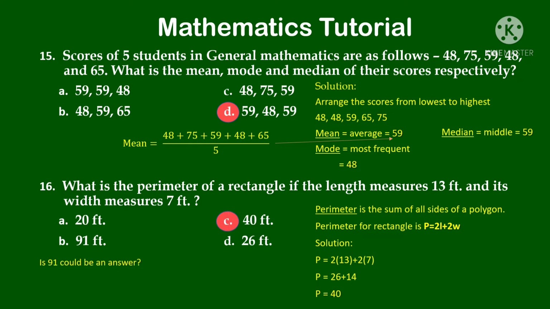Is 91 could be an answer? What if the question is different? If you are going to solve for the area, the area of a rectangle, the formula for that is length times width. So just multiply 13 times 7, it is 91 feet square or square feet.